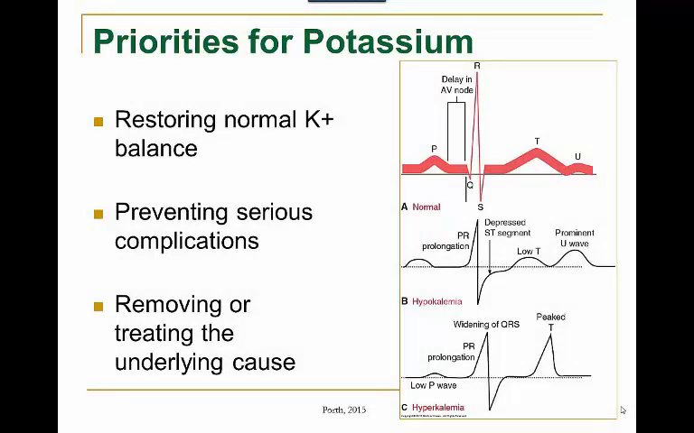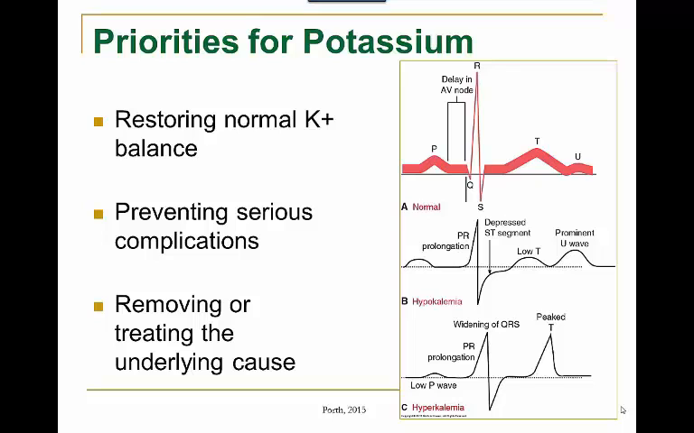So when we talk about priorities for potassium, we are really focused on restoring normal balance. We really want the potassium 3.5 to 5. I will tell you that in cardiac patients, because of their sensitivity, their use of potassium, and also in their drug regimen, we generally like to see their potassium in the 4 to 4.2 range. So we don't like them to drift down to 3.5, but for the average person, 3.5 to 5 is normal.